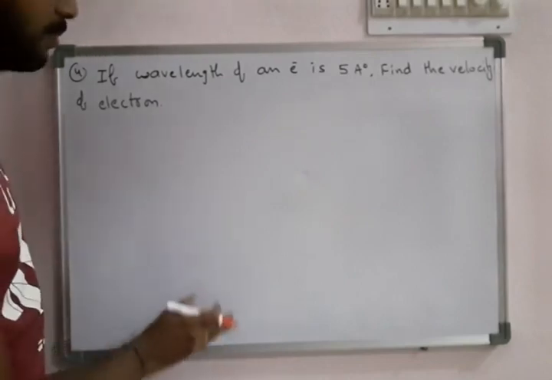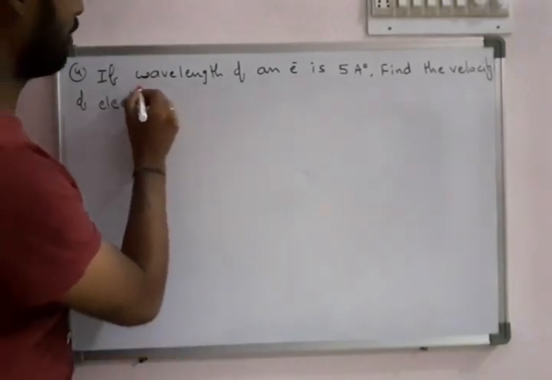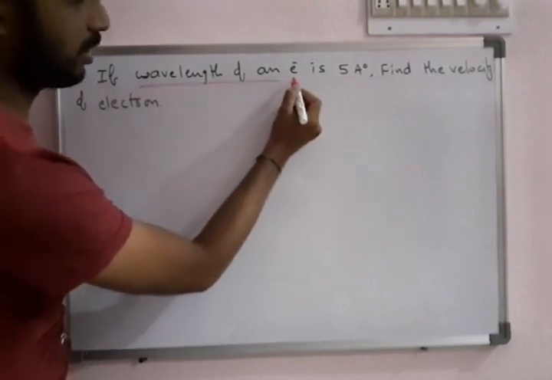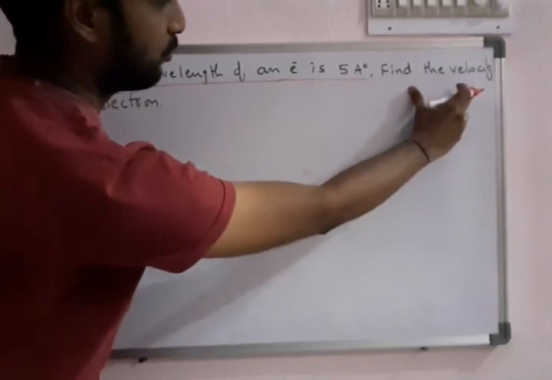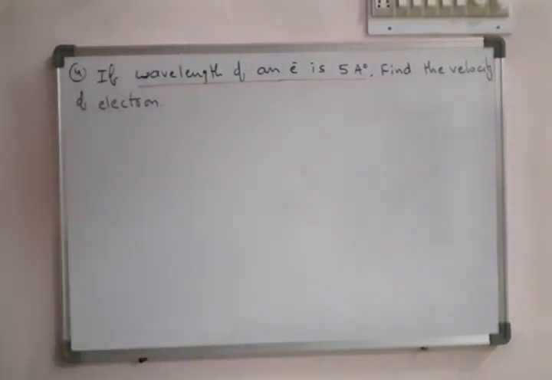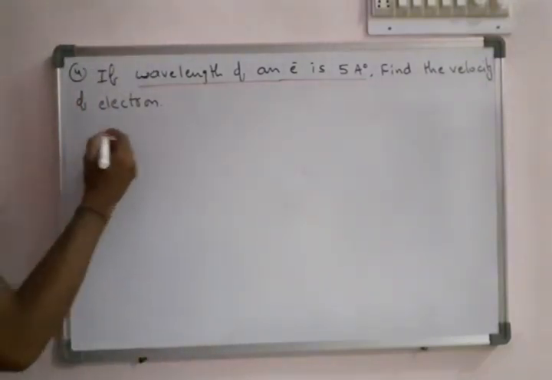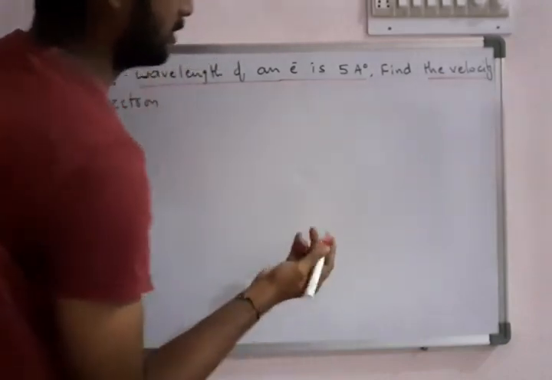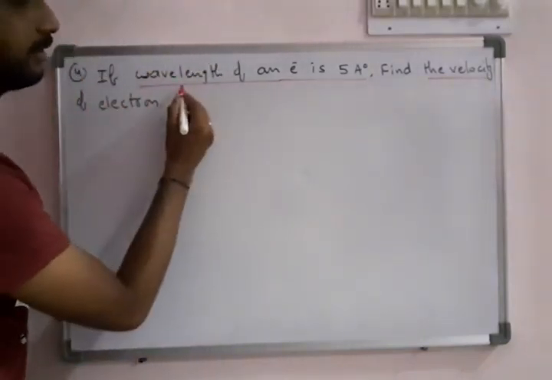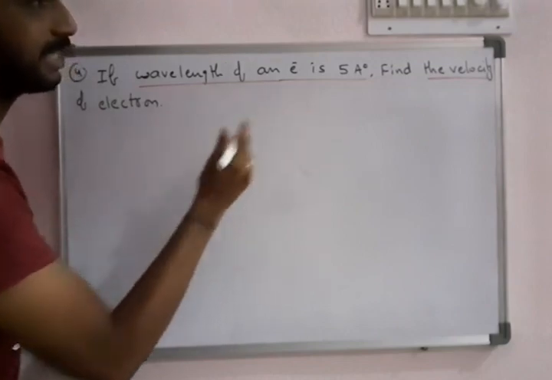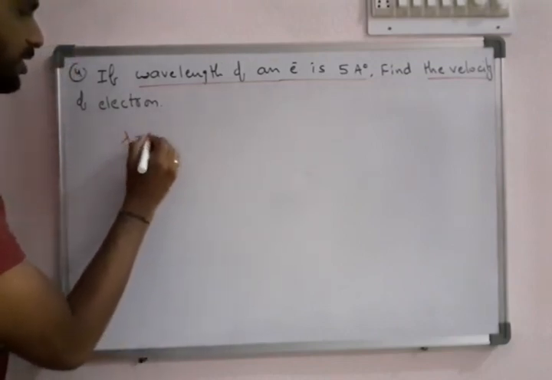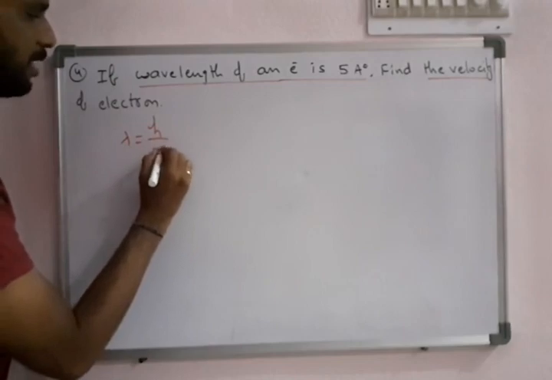Okay, see the next problem. Here, if the wavelength of an electron is 5 angstrom, the wavelength is given, so we need to find the velocity of that electron. So what is the relation between wavelength and velocity? We know the relation is lambda is equal to h by mv.